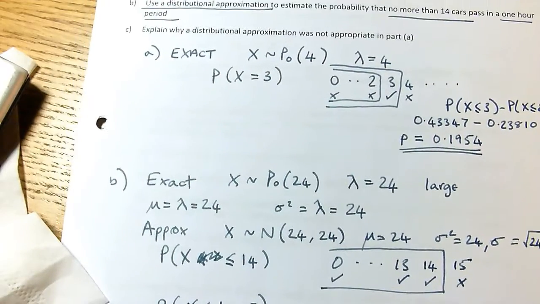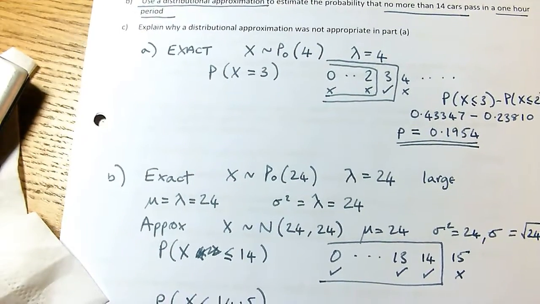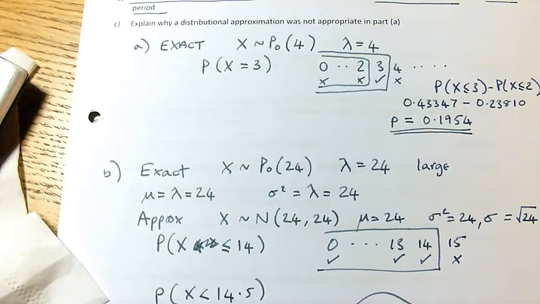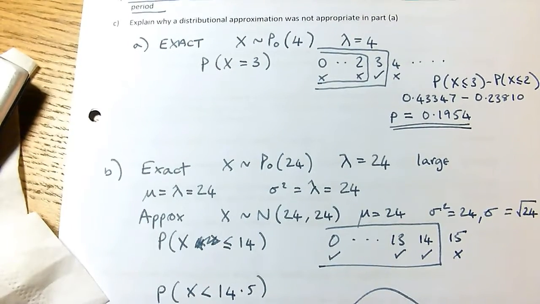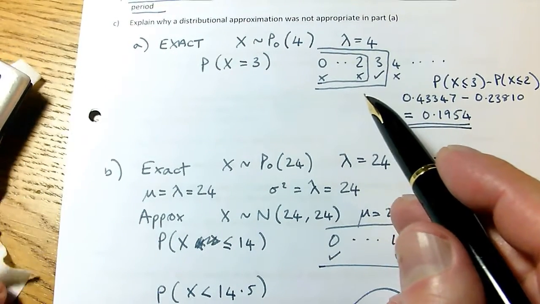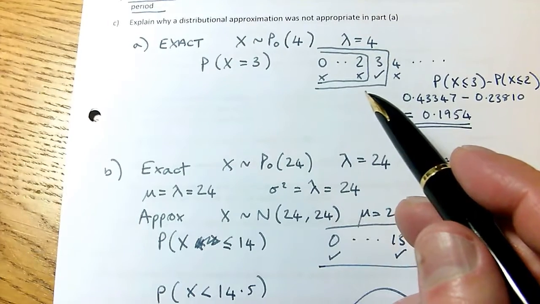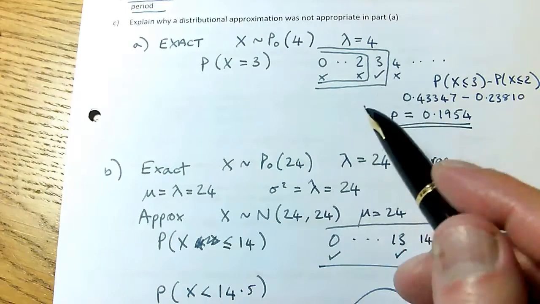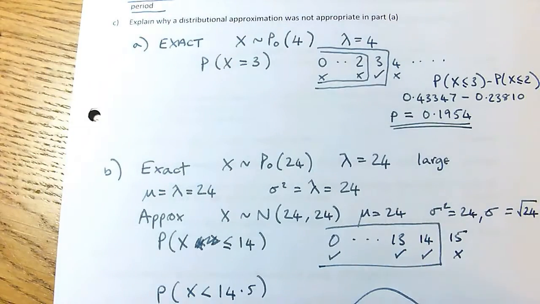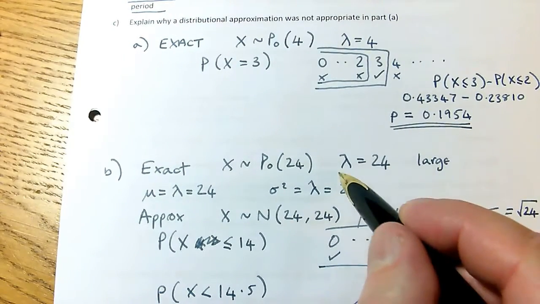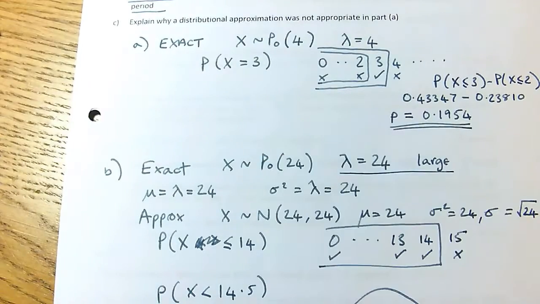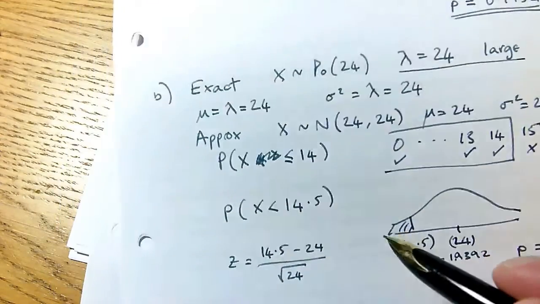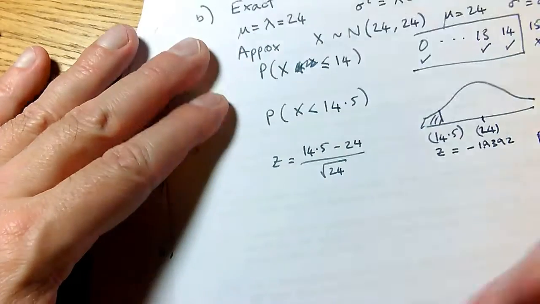Part C says, explain why we couldn't use a distributional approximation in part A. So this is the normal question turned around. Why didn't it tell me to use a distributional approximation here? Remember, you only use a distributional approximation if it tells you to. But why didn't they tell you to? Well, because I can do a distributional approximation when lambda is large, but in part A, lambda is 4, which is small. So that's what I have to say for part C.